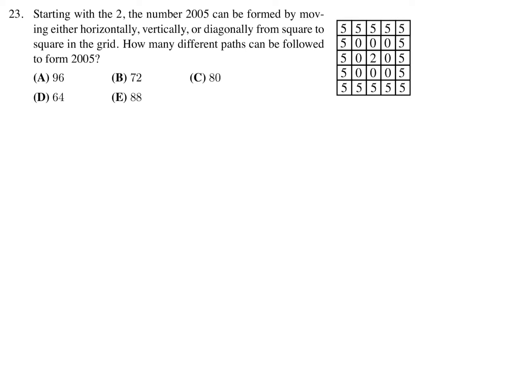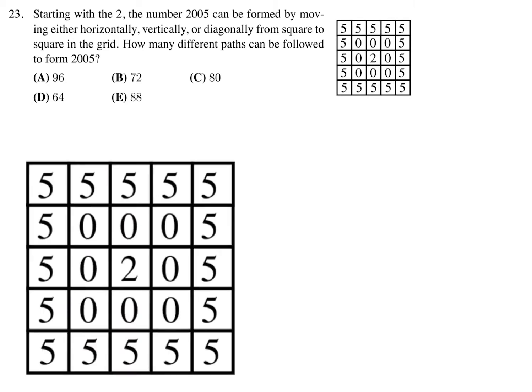Starting with 2, the number 2005 can be formed by moving either horizontally, vertically, or diagonally from square to square in the grid. How many different paths can be followed to form 2005? All right, no problem. Let's do this in a systematic way. I'm going to blow this up a little bit. Okay, that should be good enough.